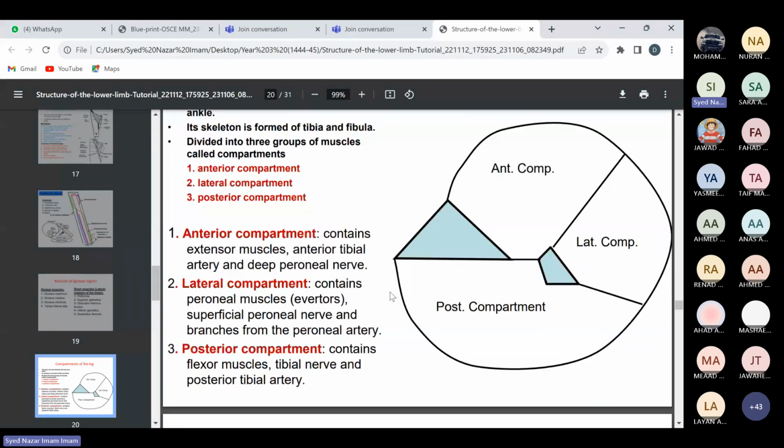Now coming to the leg. How many compartments do we have? We have three compartments, but no medial compartment. We have the anterior, posterior, and the lateral compartment. Anterior compartment muscles are extensors because these are the dorsiflexion or the extension, while plantar flexion is the flexion. In the anterior compartment you will get the anterior tibial artery and deep peroneal nerve. Lateral compartment is the peroneus compartment. We have peroneus longus and brevis, and these are everters. Anterior compartment are extensors, lateral compartment are everters, and the posterior compartment are flexors.